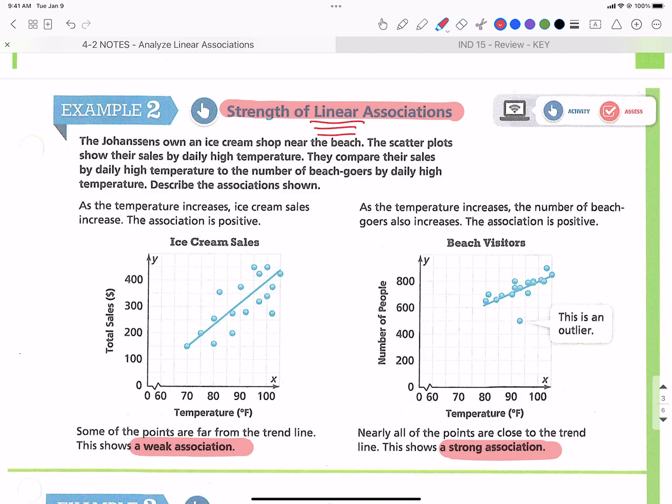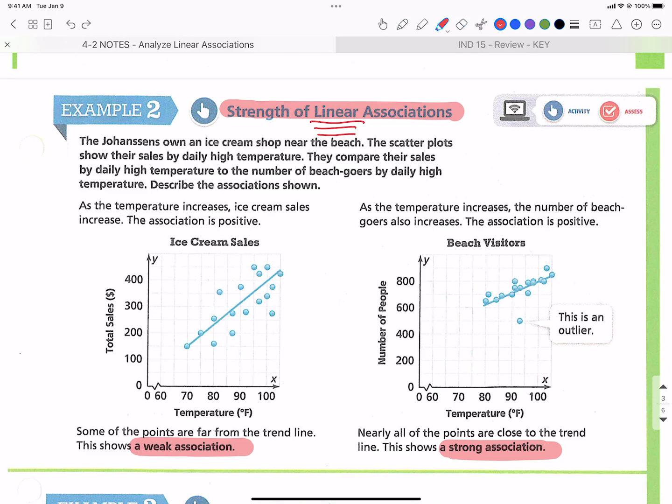Now, what you have to be careful of, and they've got this example here, they have this as strong association with an outlier. And what you want to be careful of is you don't want to say that this one is weak association. If you have one or two max, one rogue point, you throw them out of the equation. You don't think about them when you're drawing your trend line. They have absolutely no effect on where you put your trend line or how you angle your trend line.